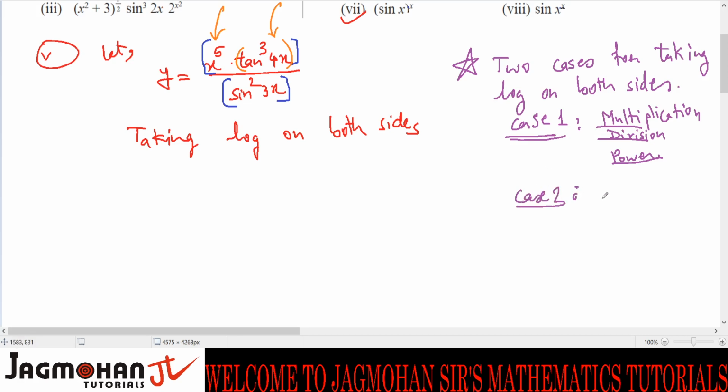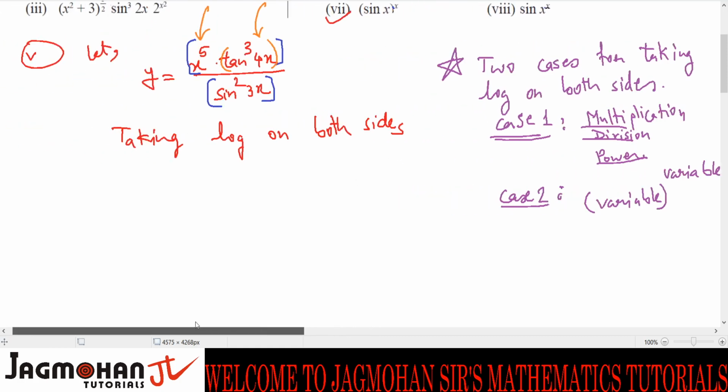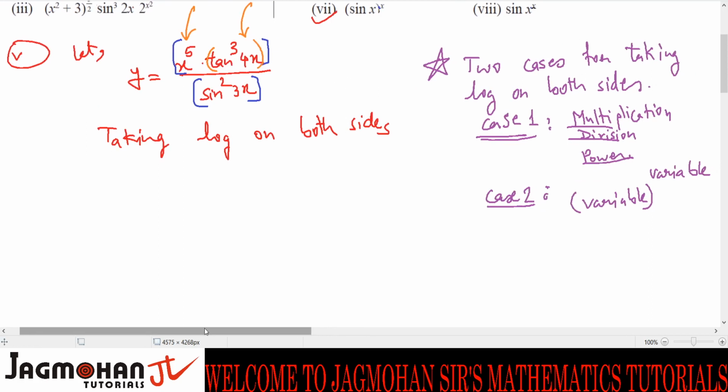And what was case 2, students? Case 2 was the moment we see variable raised to variable, taking log becomes mandatory. Why? Because if we have variable raised to variable, we cannot differentiate that directly, not possible. We will have to take log on both sides. These two things you will keep in mind.